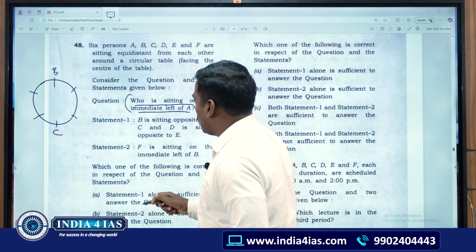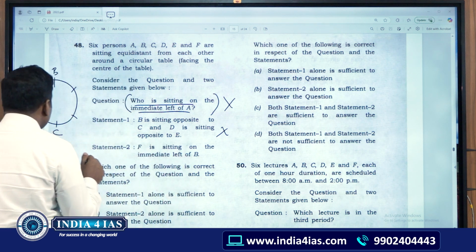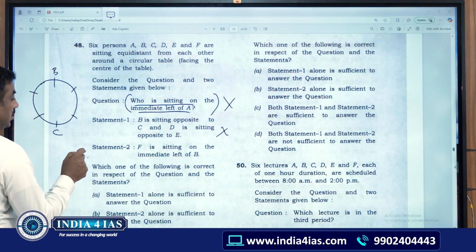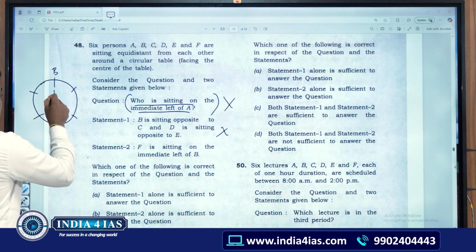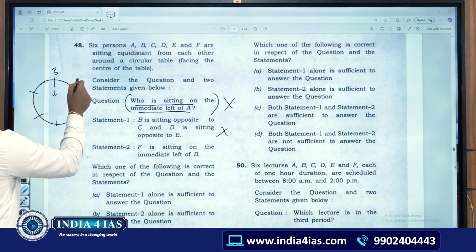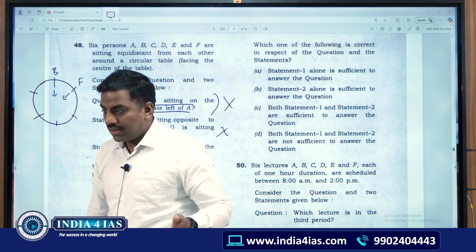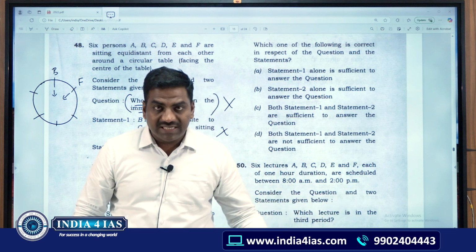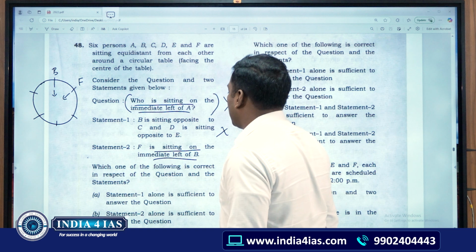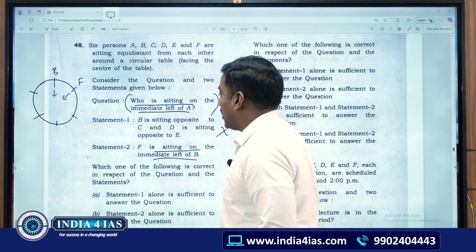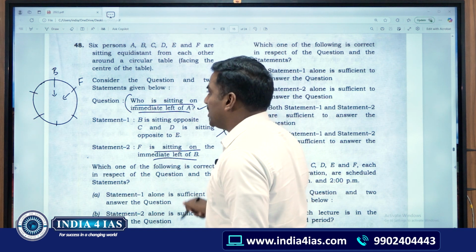Statement 2 alone. So, now I have to forget statement 1. Now, F is sitting on the immediate left of B. If F is looking like this, then B is that side. So, F is on the left side of B. So, this is what we have from this one. But again, here I cannot tell who is sitting on the immediate left of A. I cannot do that. So, club both the statements now.